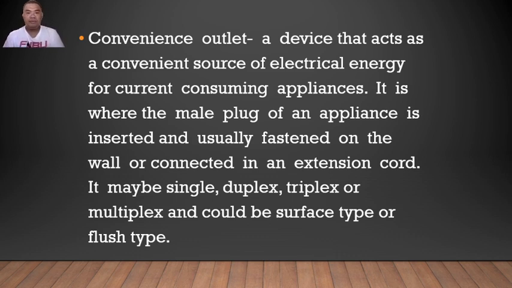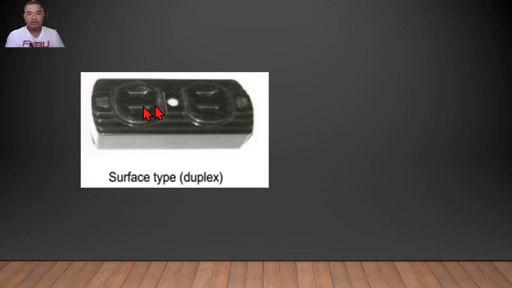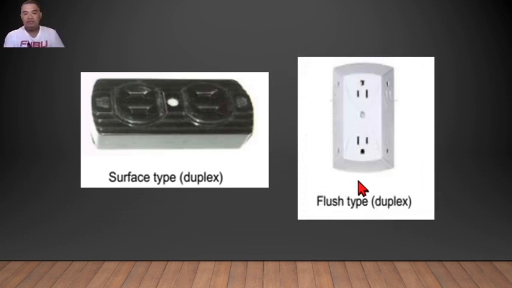So it is where the plug of the appliance is to be inserted so that we could get the electricity. It could be put on a wall or connected on an extension cord, just like an extension wire. Here we have the surface type convenience outlet. It is duplex, meaning we have two outlets in one device. This is one convenience outlet, this is another one. Then we also have a flush type. The flush type is embedded on the wall, so this is a flush type convenience outlet.